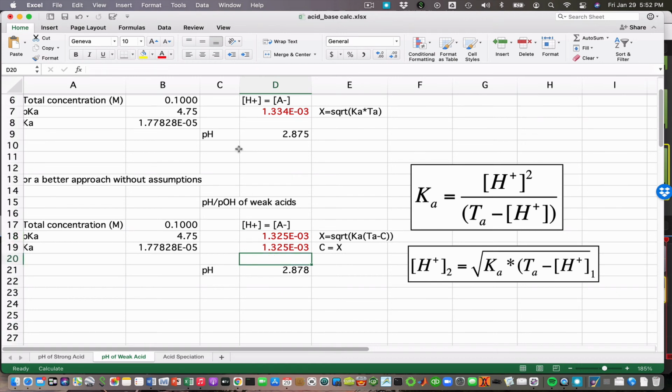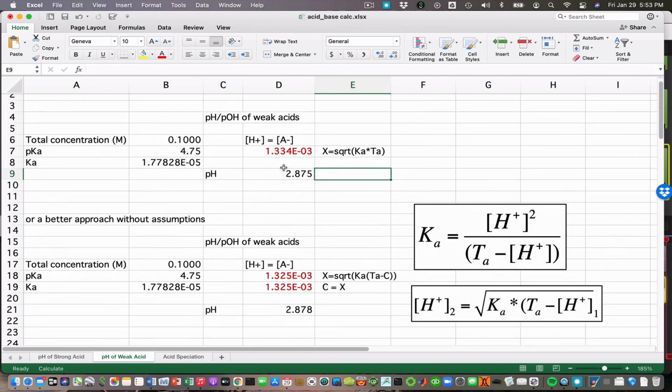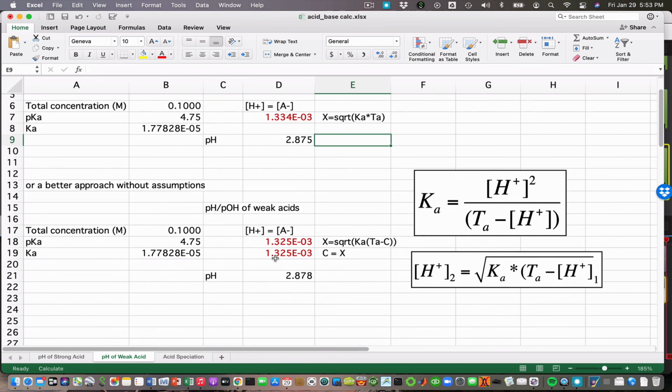So look at the difference in these two. With pKa 4.75 and 0.1 molar, my simple approximation gives 2.875. With pKa 4.75, my complete calculation gives 2.878. The pH only changed by 0.003. So in most cases, we can get away with our simple approximation. This is how you can calculate the pH of a weak acid system using our basic Gen Chem approximations and a more sophisticated approximation using numerical iteration.